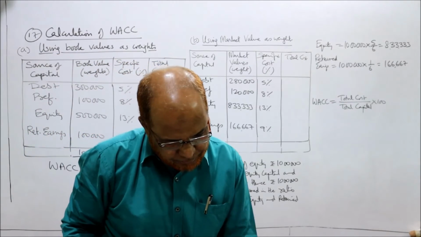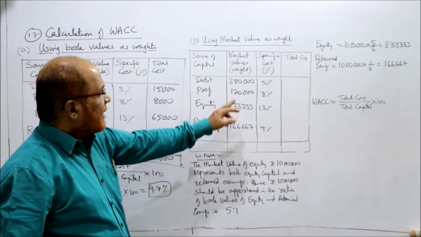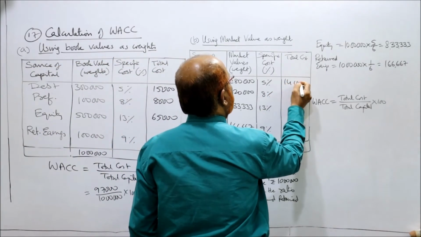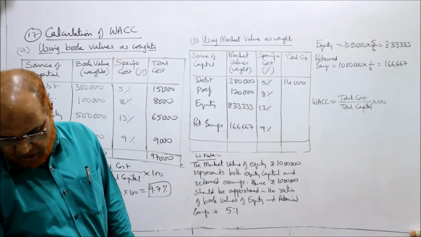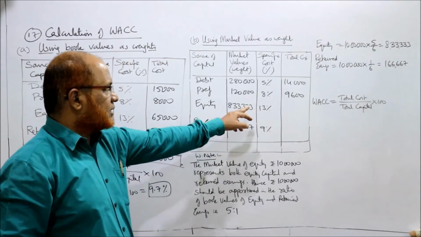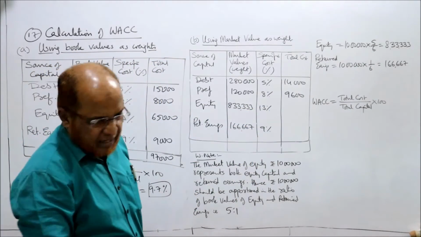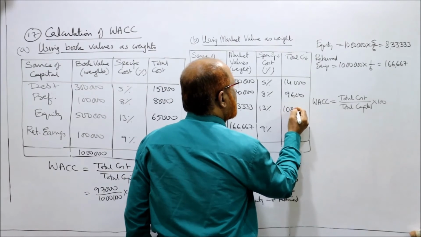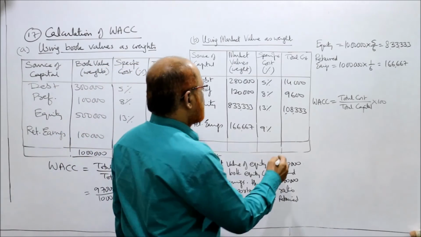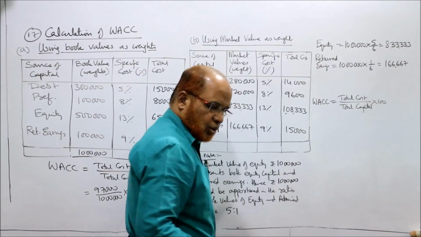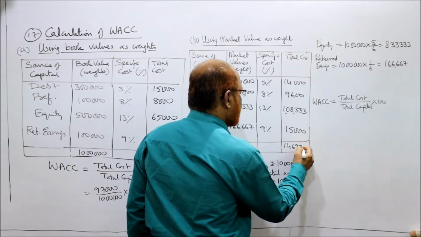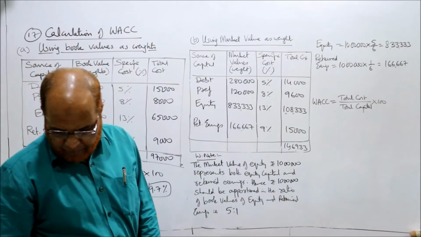Now the total we'll find out. 2,80,000 into 5% is 14,000. 1,20,000 into 8% is 9,600. Similarly, 8,33,333 into 13%, 1,08,333. Last one, it is 15,000. The total comes to 1,46,933, and the total of capital is 14 lakh.